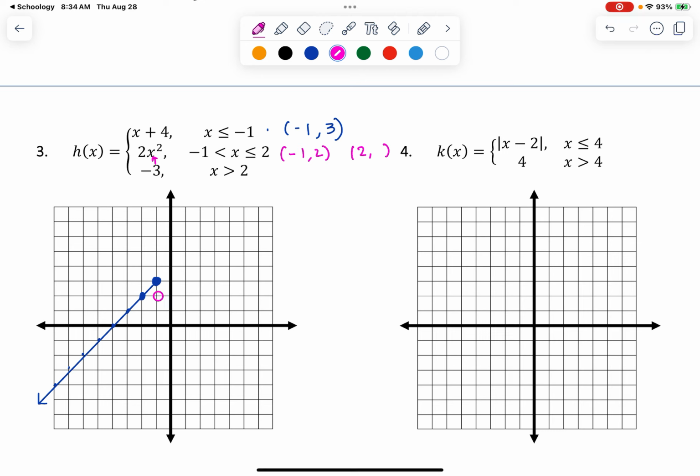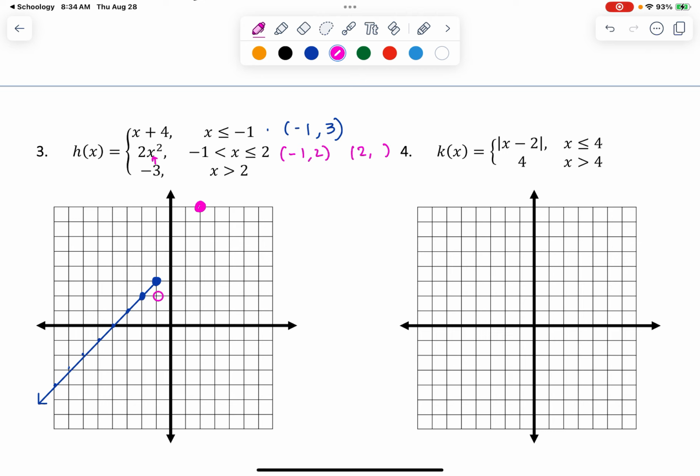Okay, and then I plug in 2, and I get 2 squared is 4. 4 times 2 is 8. So I have (2, 8). 1, 2, 3, 4, 5, 6, 7, 8. Oh, the graph paper goes up to that. Right, so I want to make sure that this is supposed to be a parabola in between these 2 points, or part of a parabola.